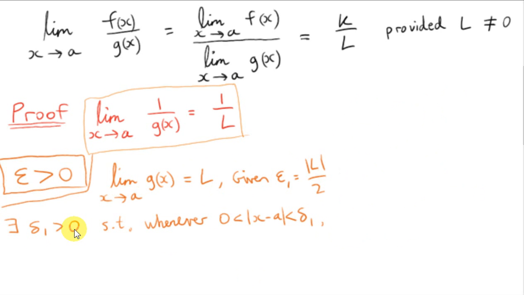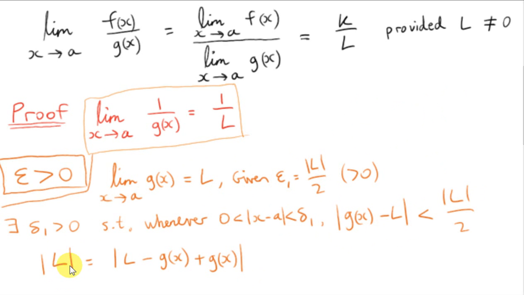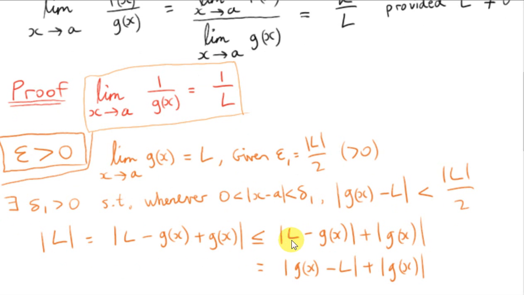There exists a positive number delta 1 such that whenever x is within distance delta 1 of a, but x is not equal to a, then g of x is within distance of magnitude L over 2 of L. Now we can write the magnitude of L like this. I've just added 0 to L. Then we can apply the triangle inequality. And note that the magnitude of L minus g of x is the same as the magnitude of g of x minus L. G of x minus L is just got by minusing L minus g of x. And when we take the magnitude of minus 1 times a quantity, we just get the magnitude of that quantity.